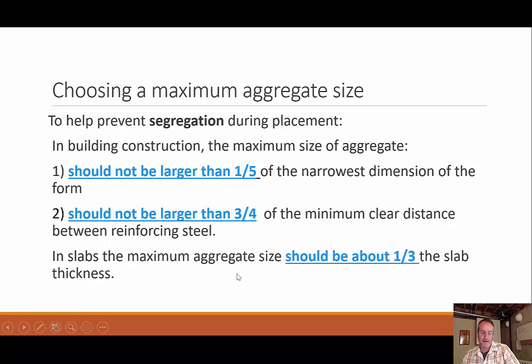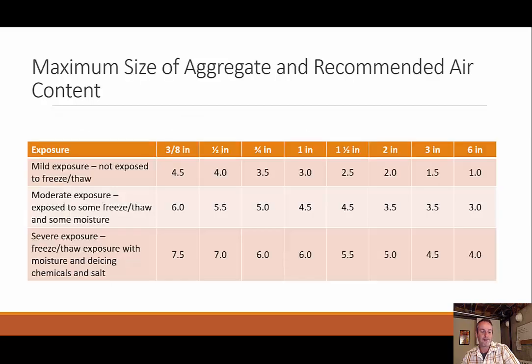In this last one, in slabs, like a slab on grade or something, the maximum aggregate should be about 1/3 the slab's thickness. So a 9-inch deep slab, I suppose you could have an aggregate up to 3 inches. That'd be kind of big, but you never know.